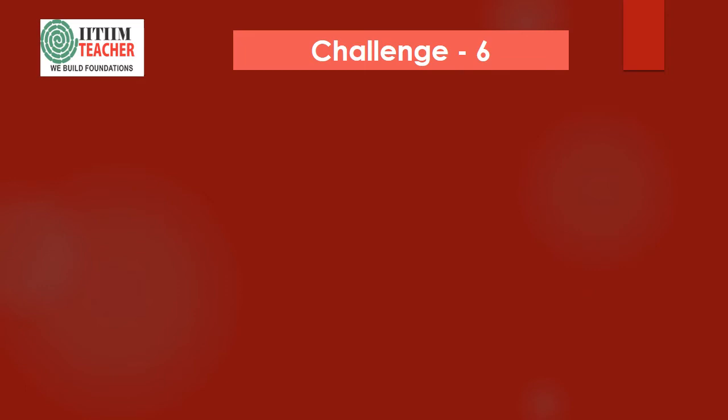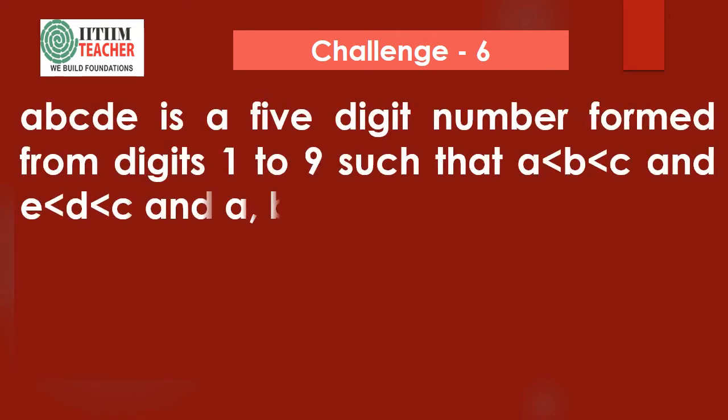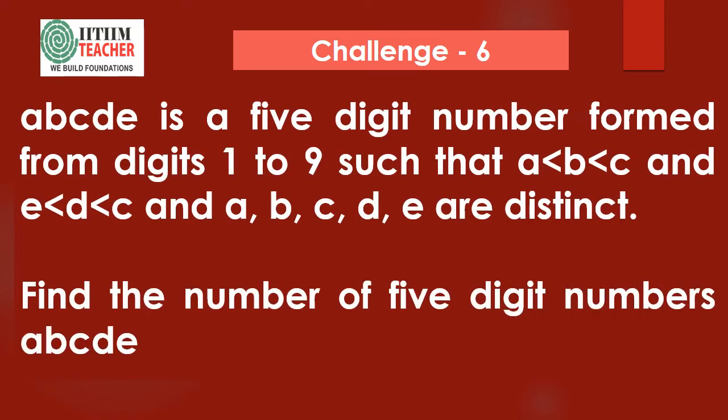Welcome to challenge number 6. Here is the question. A, B, C, D, E is a 5-digit number formed from the digits 1 to 9 such that A < B < C and E < D < C, while A, B, C, D, E are distinct. Find the number of such 5-digit numbers A, B, C, D, E.